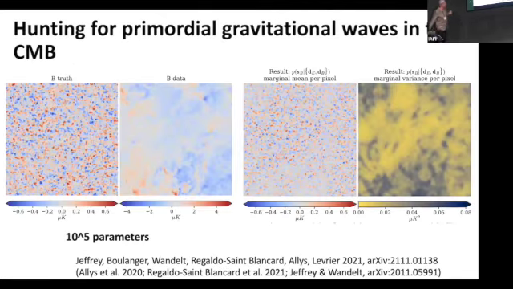Yes. Maybe a very naive question from the last slide. I'm looking at the second pane and the first pane, and I'm wondering how the information is in the second pane to reconstruct the first pane.